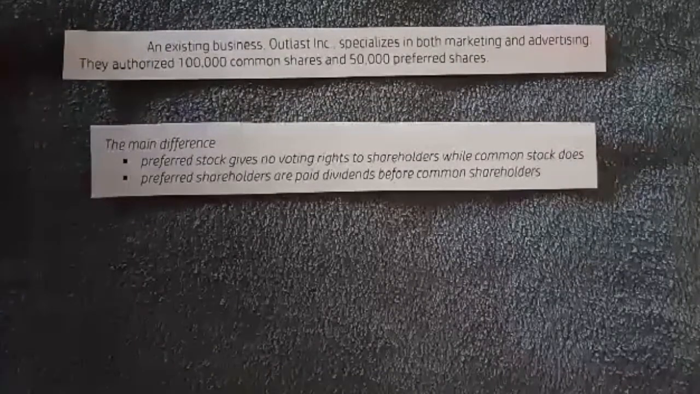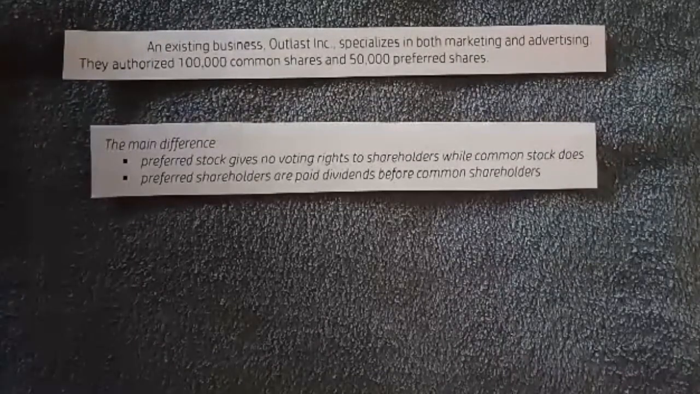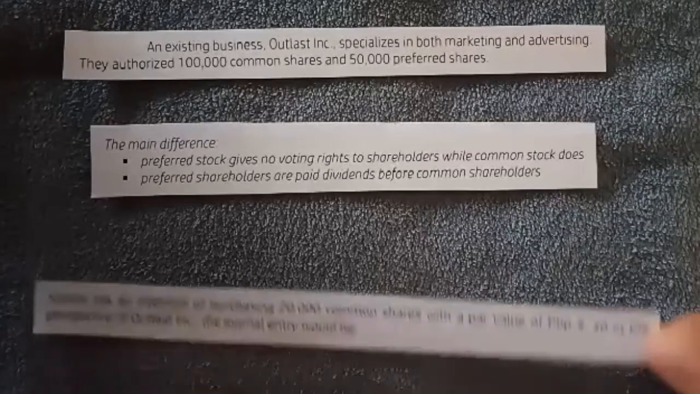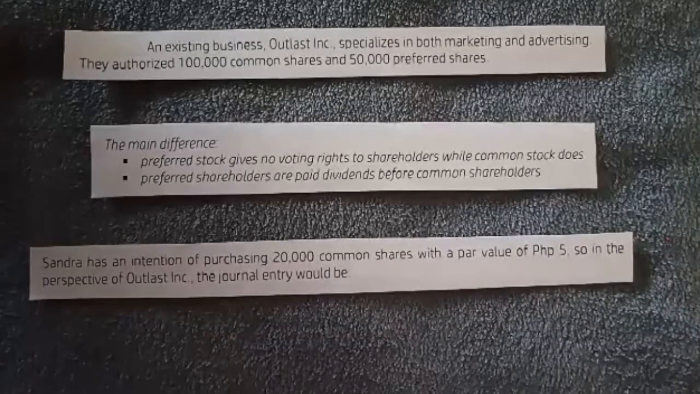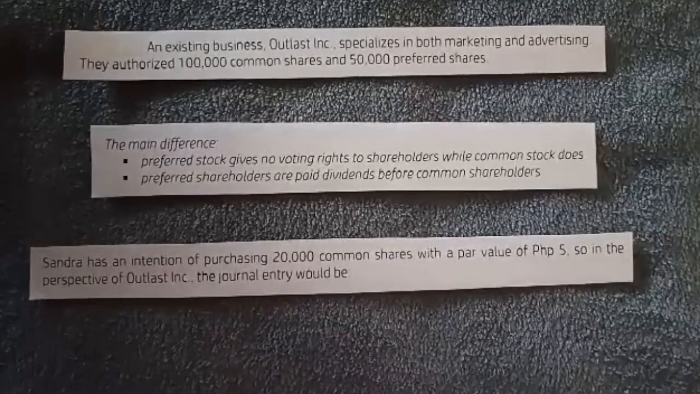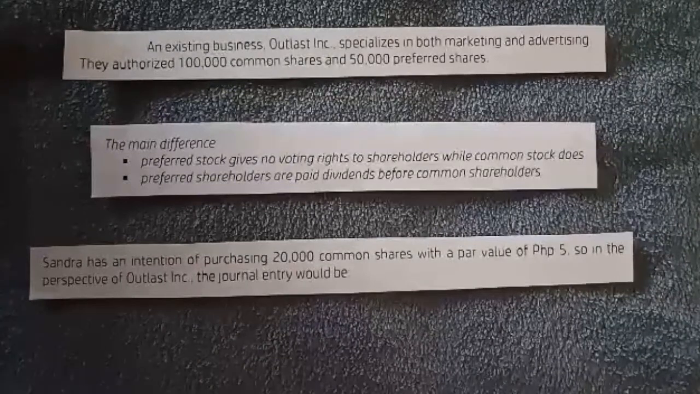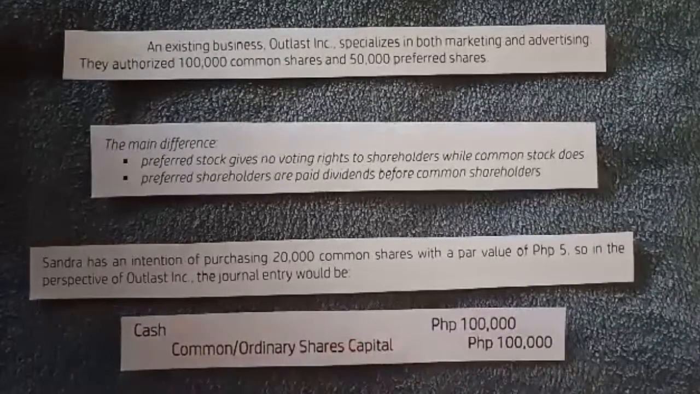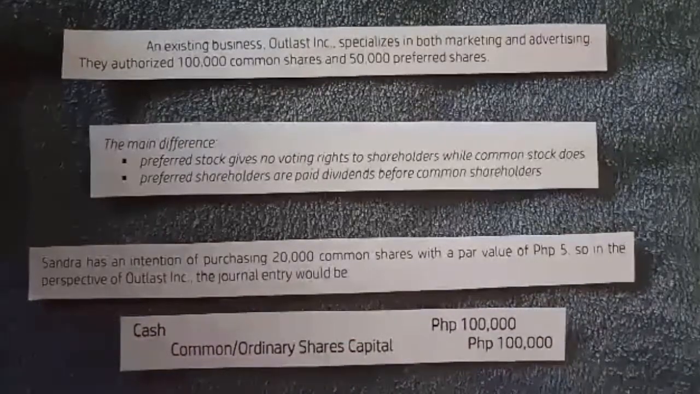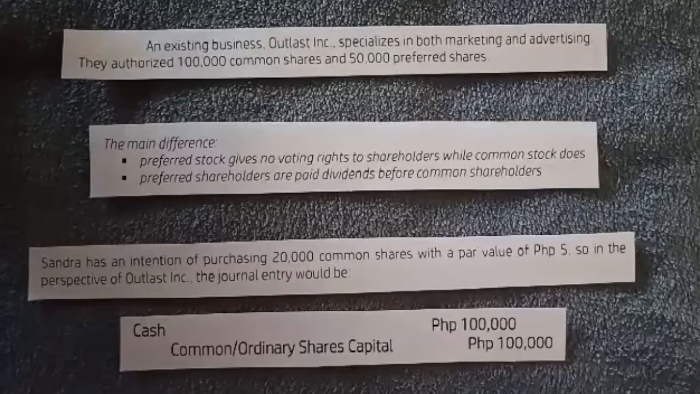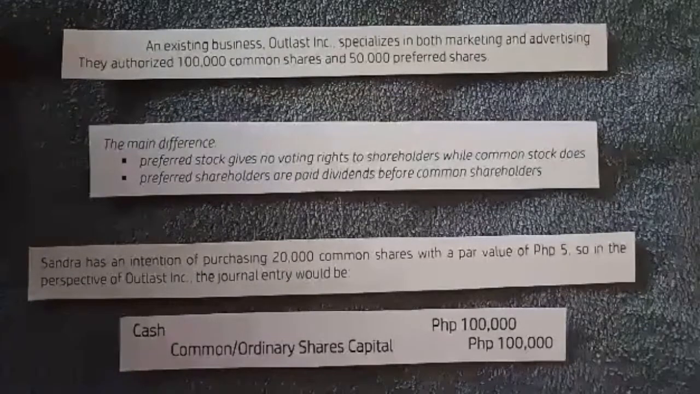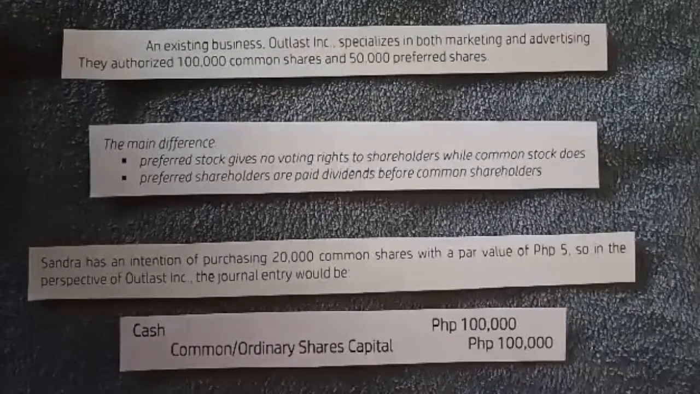What if there was a person who plans to buy a stock? Let's call our buyer Sandra. She has an intention of purchasing 20,000 common shares with a par value of 5 pesos. So, from the perspective of Outlast Incorporated, the journal entry would be debit cash 100,000 pesos and credit common or ordinary share capital with the same value because she paid that much for the stock.